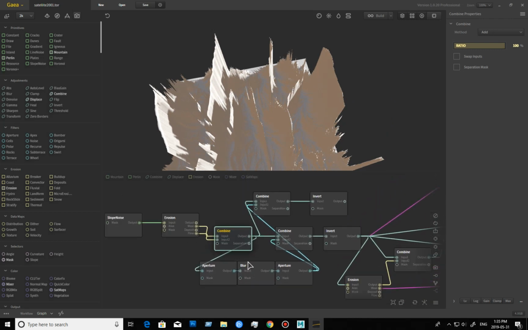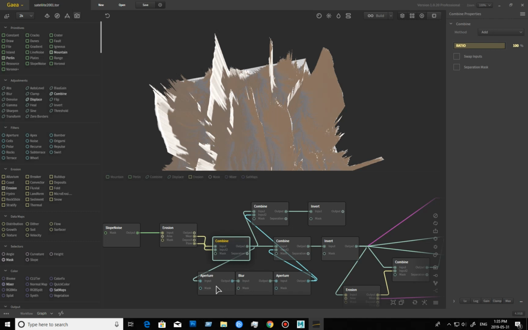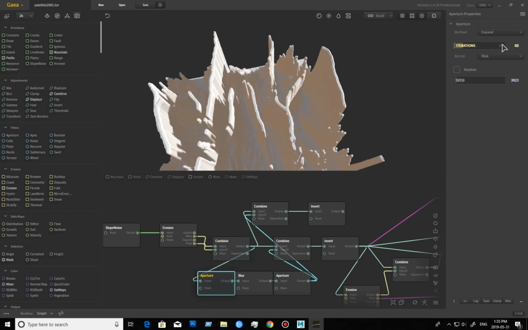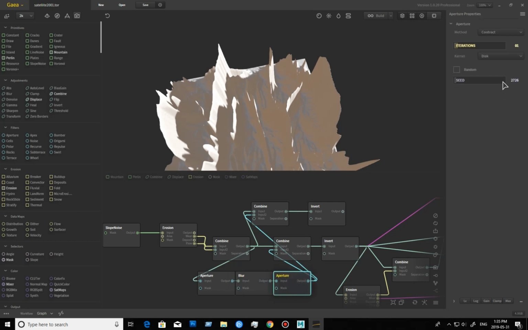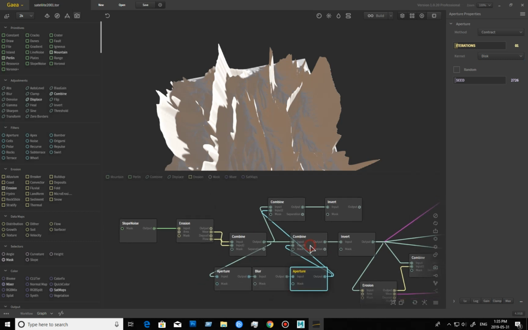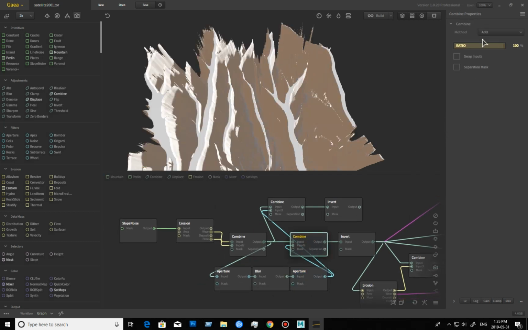Now, I chose to go the path of doing some aperture to thicken it out, so 3 levels there. I blurred that a little bit, and then I apertured back inwards by 1 just to sharpen the edge, and then I combined them together as an add.